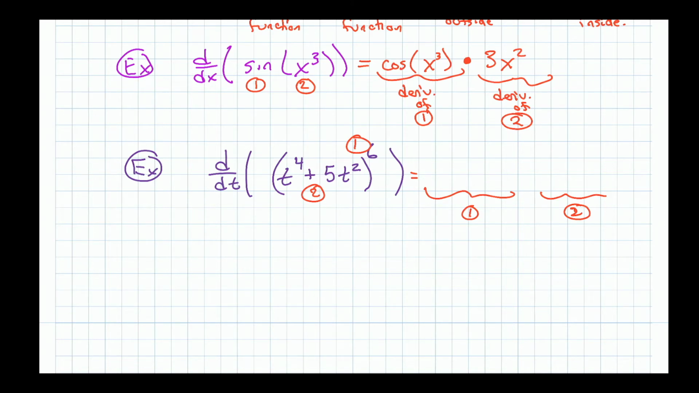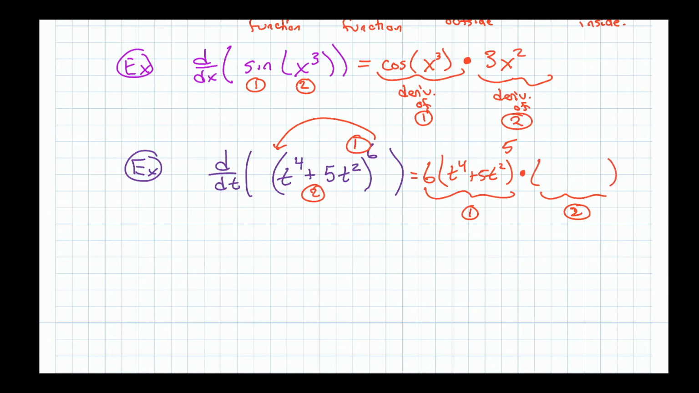Well, what you do is you take the power down in front. And then you subtract 1 from the power, right? Like the derivative of x to the 6th is 6x to the 5th. Well, it's not x. Here it's t to the 4th plus 5t squared, but it'll be 6 that to the 5th. That's the derivative. Now, to the chain rule part, you have to multiply by the derivative of what's inside.